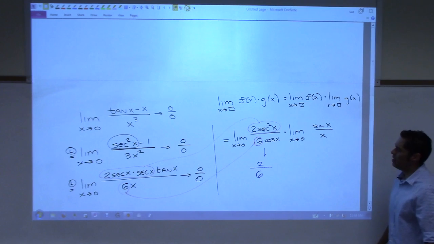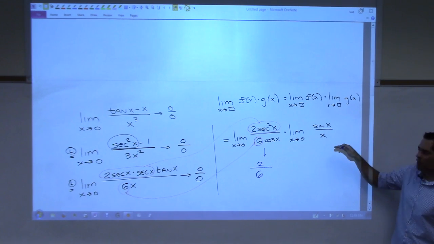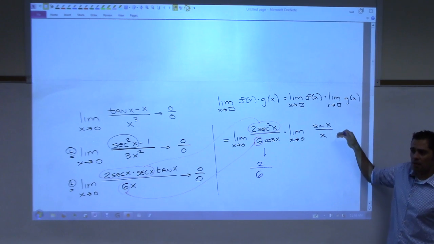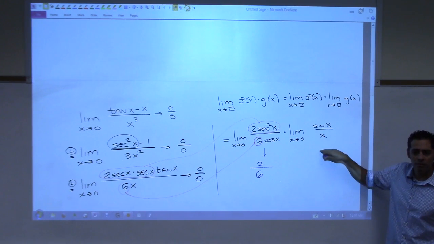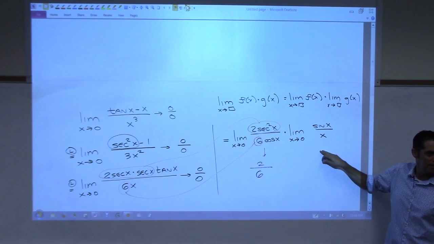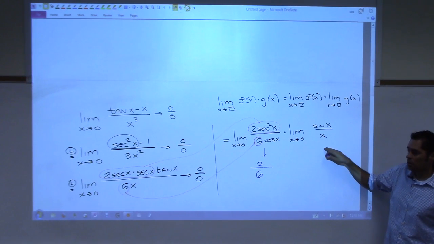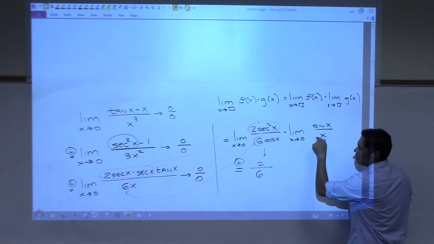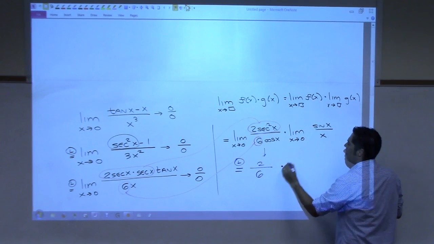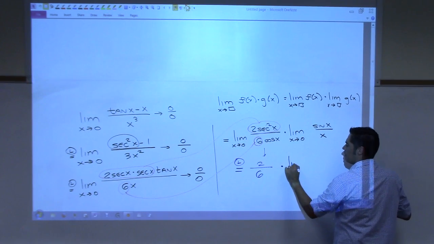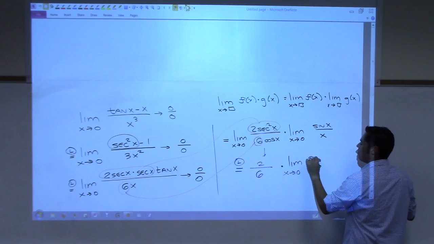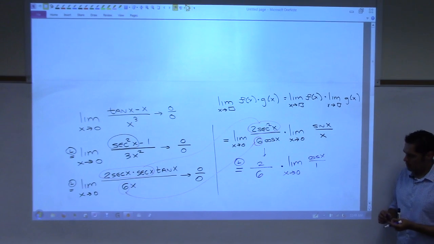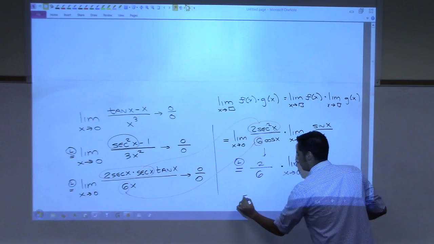What about this limit? Where is it headed? 1. Well, yes, but before that, it's what? It's 0 over 0, isn't it? But I can do L'Hopital on that one. We know it's going to be 1, right? But I can do L'Hopital here. So this will be equal to, by L'Hopital's rule on this guy right here, 2 over 6 times, what, limit as x goes to 0 of cosine x over 1, which is just 1. So what's the answer? 1/3.